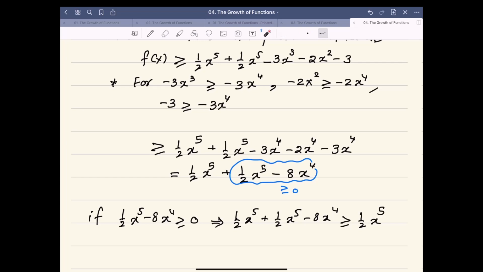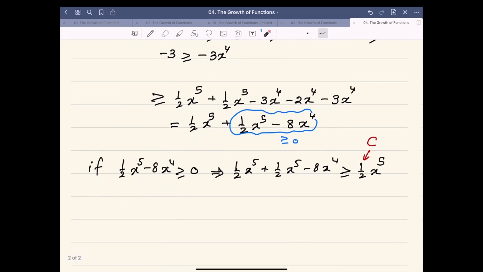So let us look again into this polynomial. Now this part is exactly the same as this part, but if we can prove that this is positive, so any positive number you add to half x raised to power 5 definitely will be greater than or equal to half x raised to power 5. And here we will assume now this is the value of c. So to find the value of k, then we need to solve this inequality. So let us solve this inequality.